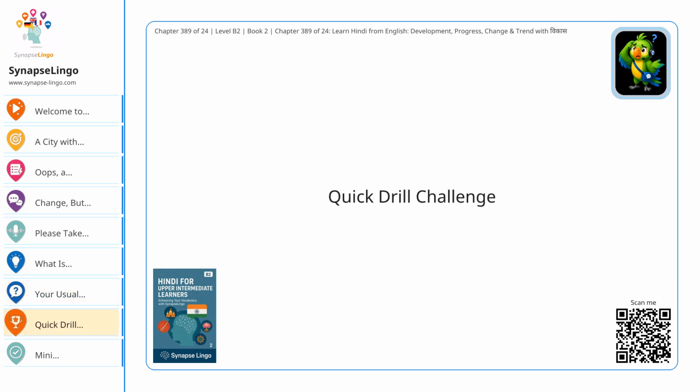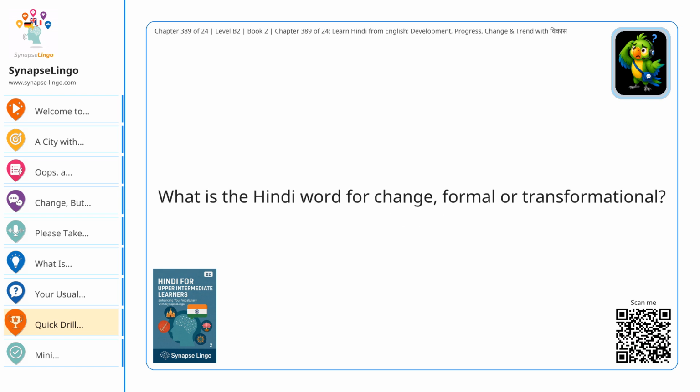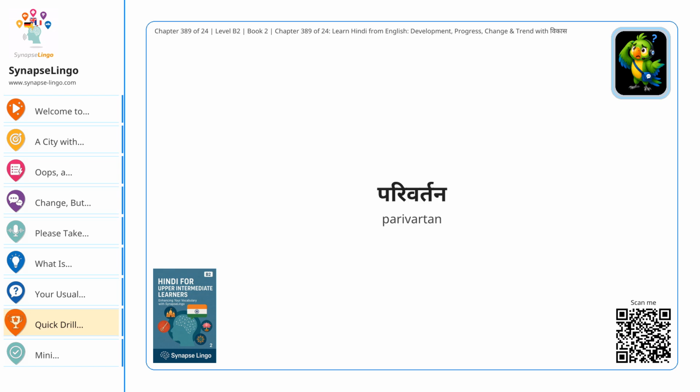Quick drill challenge. Let's see if these words are sticking. No pressure. Okay, a little pressure. But the fun kind. What is the Hindi word for development? विकास. What is the Hindi word for progress? प्रगति. What is the Hindi word for setback? पीछे हटना. What is the Hindi word for change, formal or transformational? परिवर्तन.